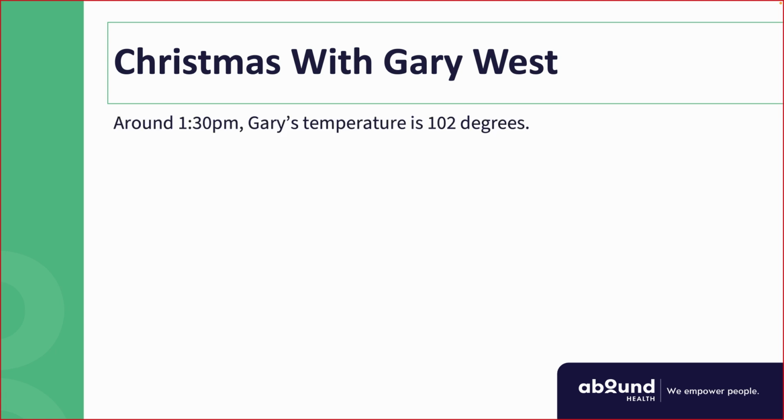Around 1:30 p.m., Gary's temperature is 102 degrees. What do you do? So we're going to give another dose of Tylenol since it is now 1:30 and the first dose was given at 7:30, and we can give that medication every 4 to 6 hours. What do you evaluate and when? So at 2:30, we're going to check Gary's temperature again and chart the results.